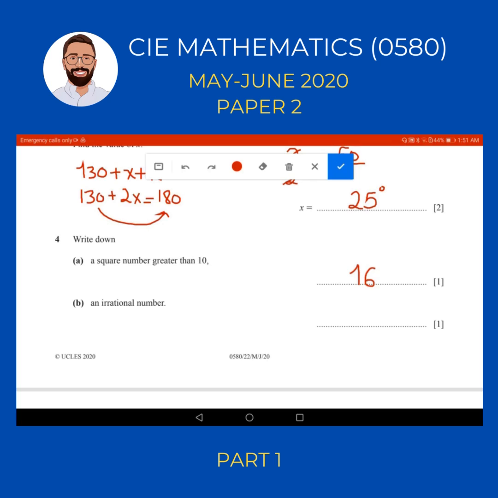Now in part B, you need to write down an irrational number. An irrational number is a number that can't be written as a fraction. The most common irrational number is pi. So I'm going to write down pi. You can write down any irrational number as long as the number that you're writing can't be expressed as a fraction. So pi is one of these answers.